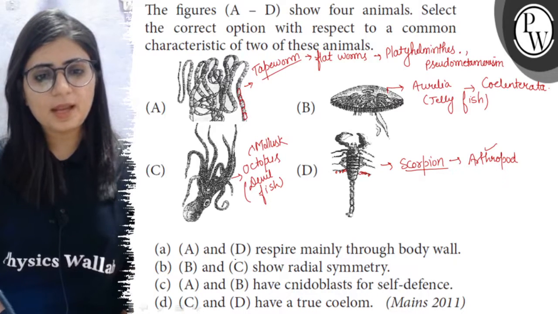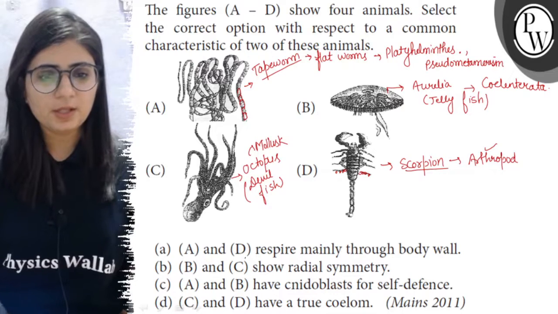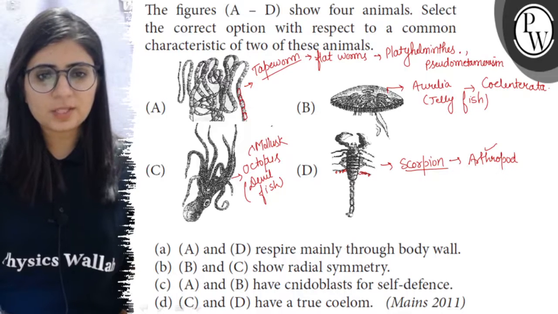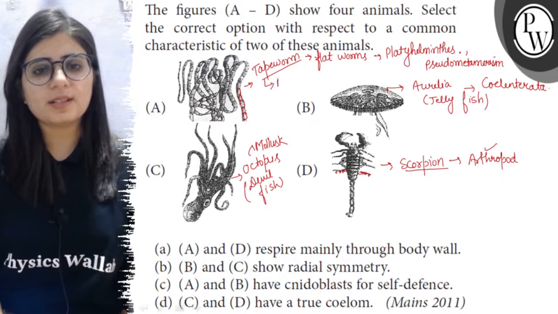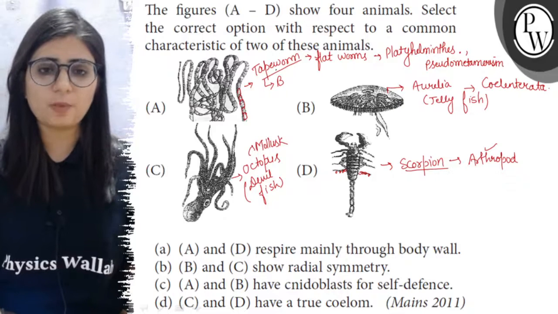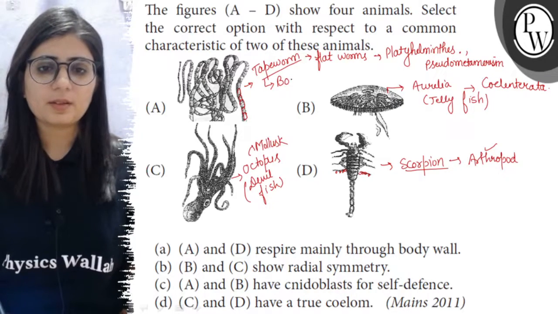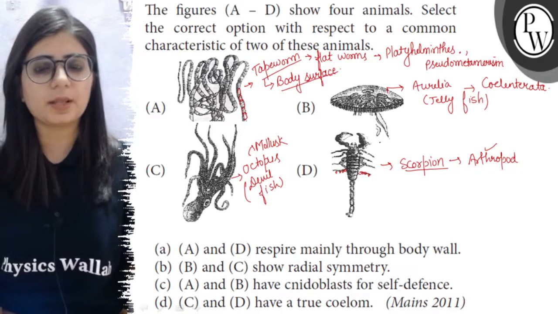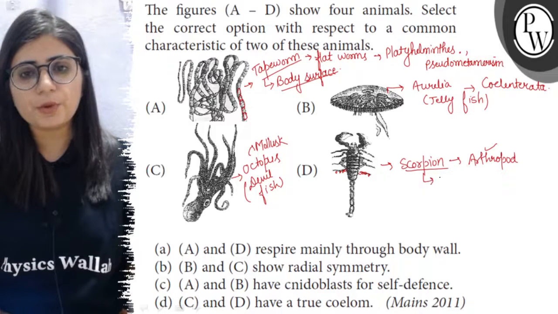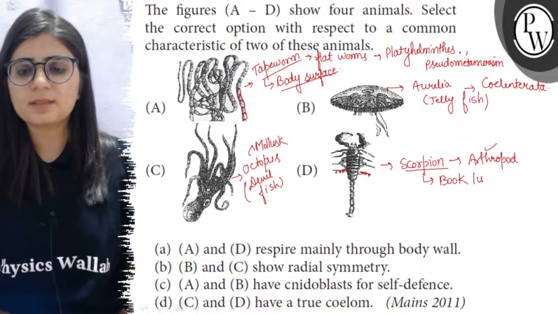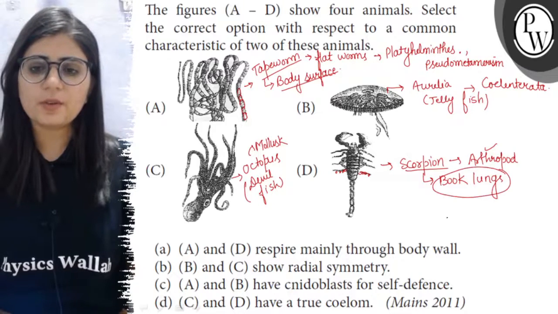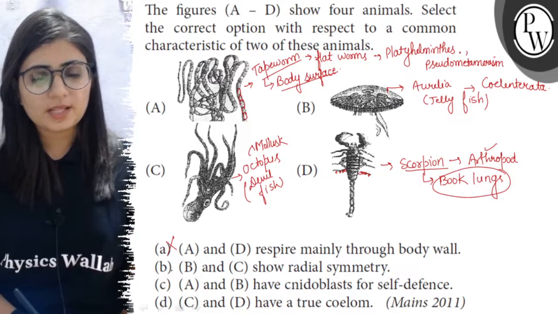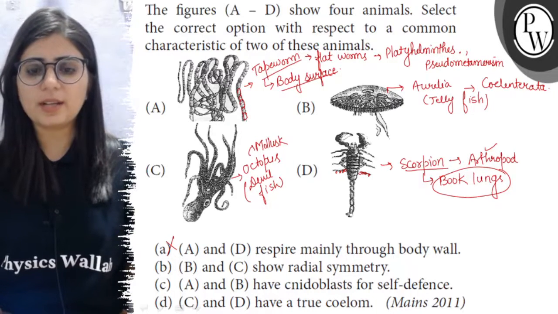So first is A and D respire mainly through body wall. So A is tapeworm and D is scorpion. Now this statement is correct with respect to tapeworm, because tapeworm, in normal cases it is anaerobic, but when oxygen is available, it respires through its body surface. It means gases are exchanged through the body surface by the process of diffusion. But in scorpions, the respiratory organ is the book lungs. So scorpion respires by book lungs, not by the body wall. So this is incorrect.